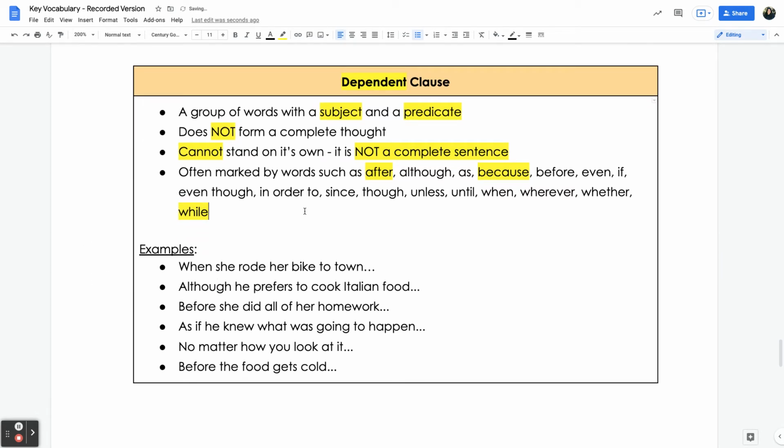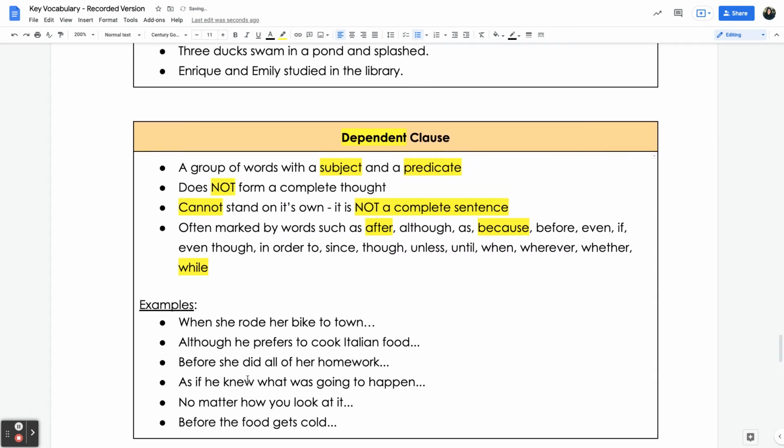So here are some examples. When she rode her bike to town, although he prefers to cook Italian food, before she did all of her homework, as if he knew what was going to happen, no matter how you look at it, and before the food gets cold. These are all examples of dependent clauses.